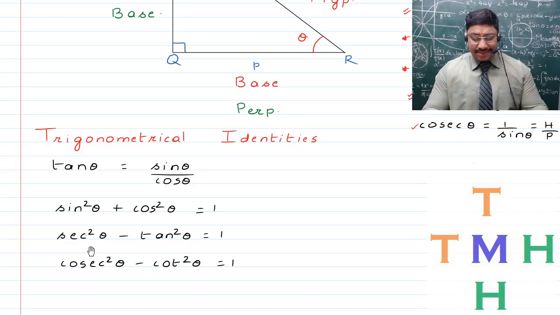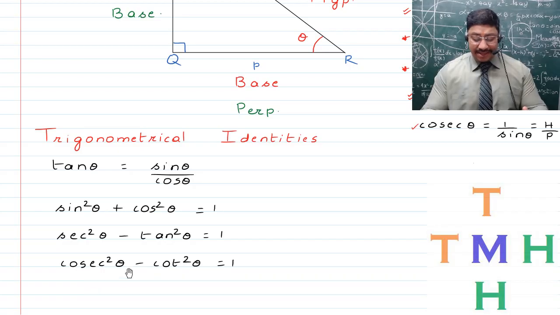Next is sec square theta minus tan square theta is equal to 1. Here, as in the order of alphabets in the English language, A, B, C, D, you find that S comes first, and then after that comes T. So as such, sec square theta minus tan square theta can be said to be 1.